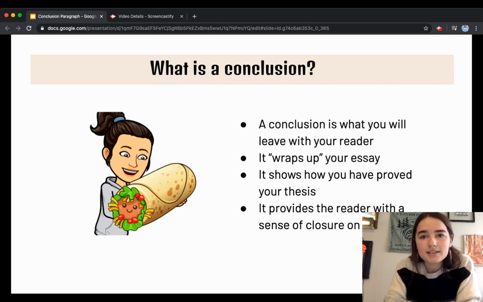So we want to ask ourselves, why is this topic important? Why is it important for readers to know these facts, to know things about this topic? Our topic is the civil rights movement. So what we need to do is prove why it's important to know about the civil rights movement.